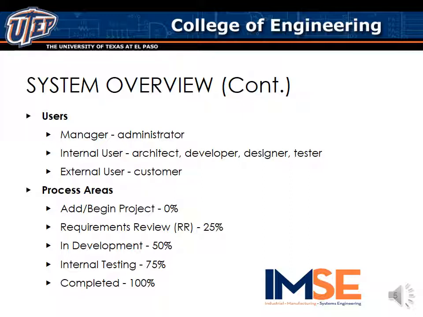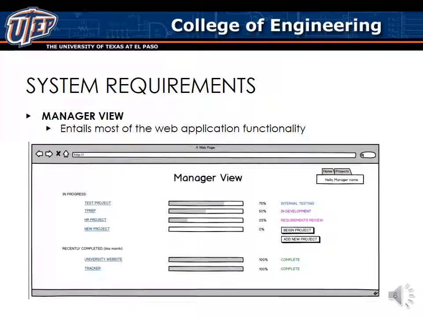Next would be the internal user, which would consist either of the architect, the developer, the designer, or the tester. And each would have their own process area. And as they completed tasks, the completion of the project would increase and it would be passed between each process area. Next would be the external user, who's the customer. The customer can log in and see the progress of the project and also see any updates that the internal user or the manager feels is relevant for them to see.